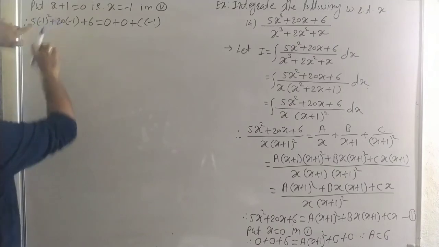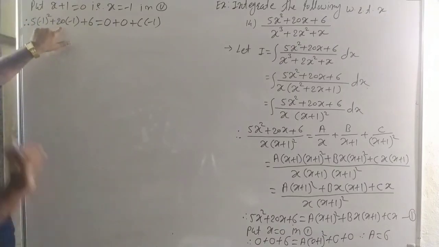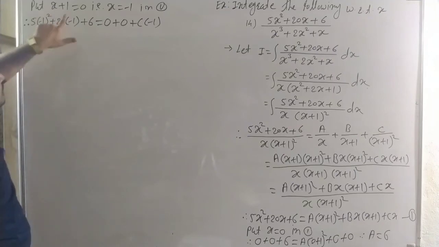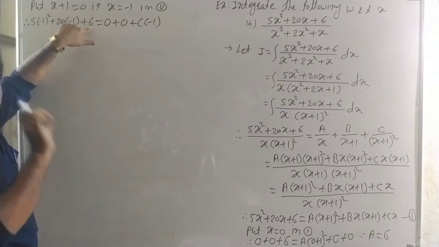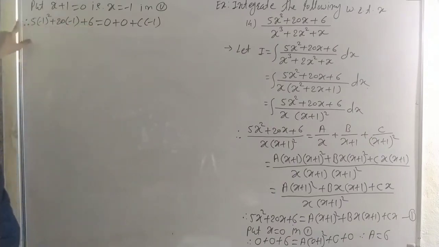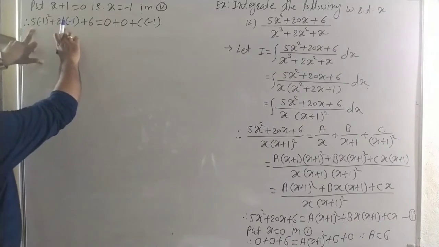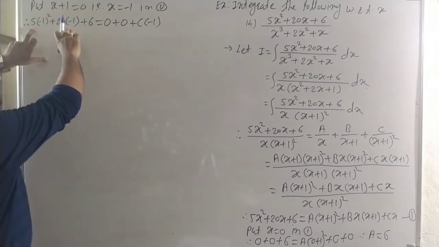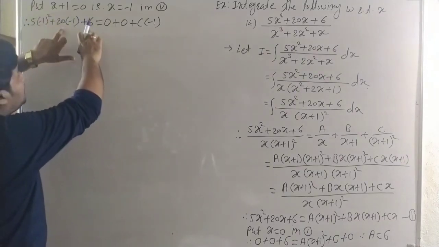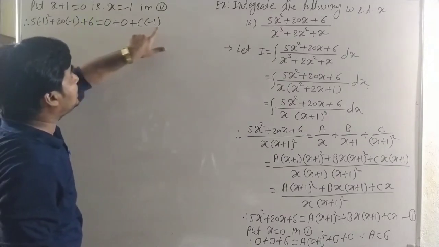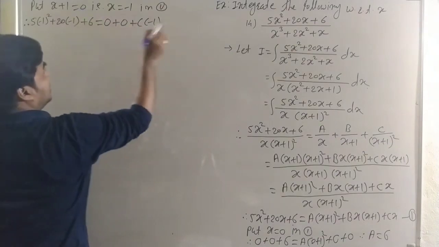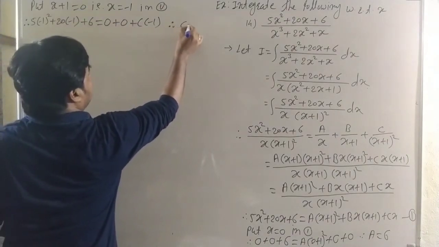5 minus 20, it is minus 15, and minus 15 plus 6, that is minus 9. Okay, see carefully this calculation: 5x squared, it is x equal to minus 1, therefore it is 5, minus 20, minus 15, minus 15 plus 6, it is minus 9. Minus 9 is equal to this minus c. Okay, minus c is equal to minus 9, and therefore c is equal to 9.